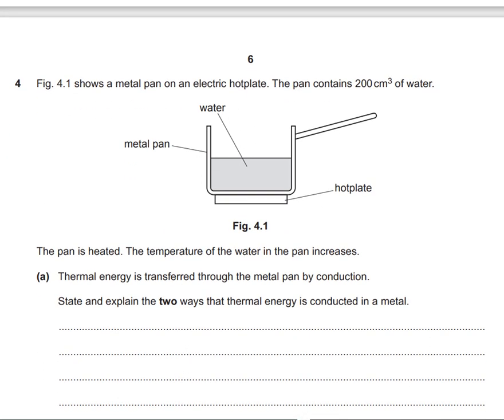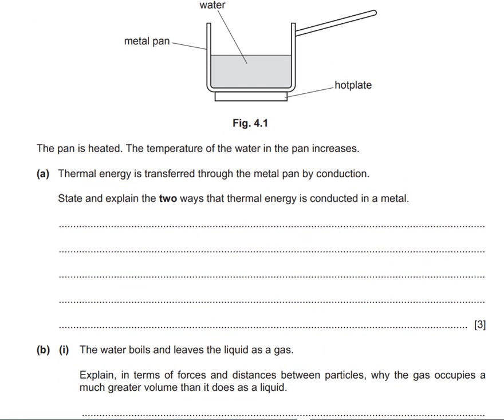Number 4. Figure 4.1 shows a metal pan on an elastic hot plate. The pan contains 200 centimeter cubed of water. So they're asking us to state that thermal energy is transferred through the metal pan by conduction. State and explain the 2 ways that thermal energy is conducted in a metal.